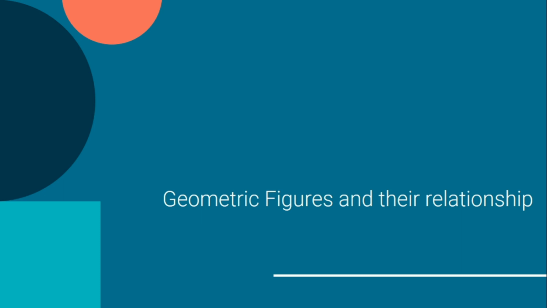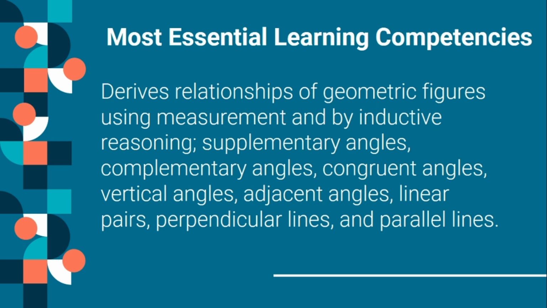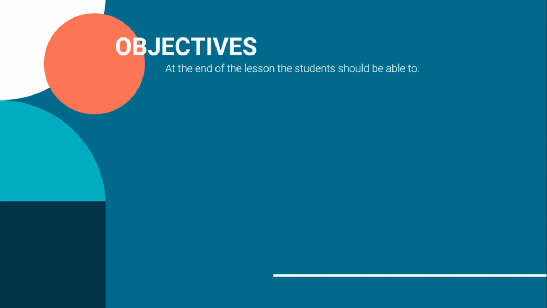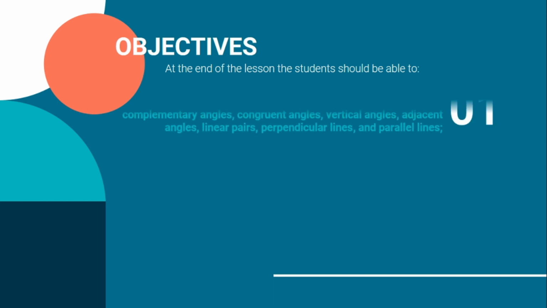Week 2 na ating quarter 3, and this is all about the geometric figures and their relationship. Now, I will introduce to you first our most essential learning competencies, which is you will be able to derive relationships of geometric figures using the measurement and by inductive reasoning. So what are those? So we have supplementary angles, complementary angles, congruent angles, vertical angles, adjacent angles, linear pairs, perpendicular lines, and parallel lines.